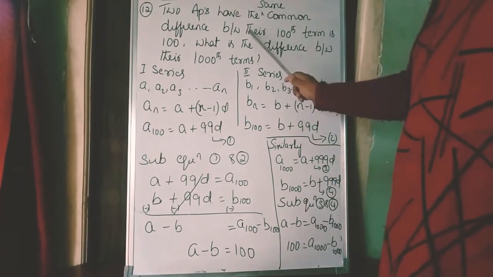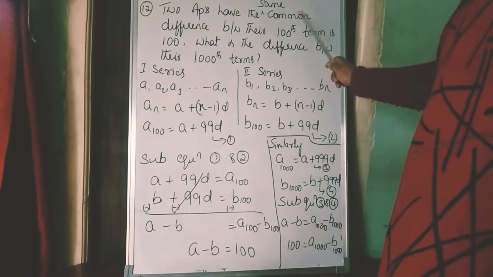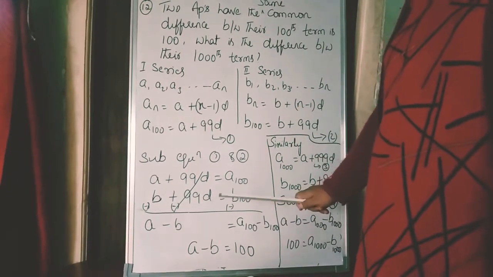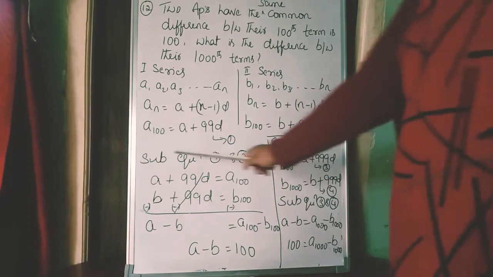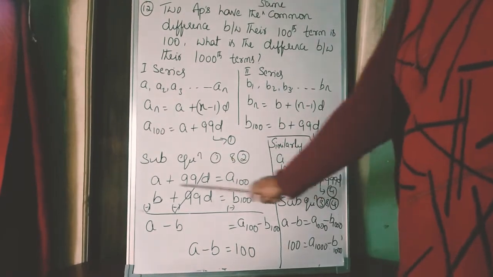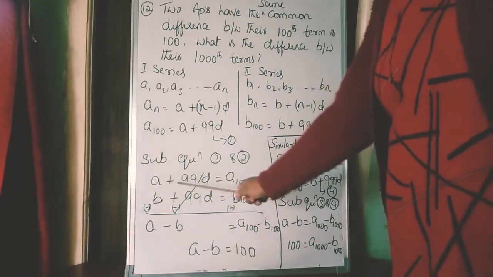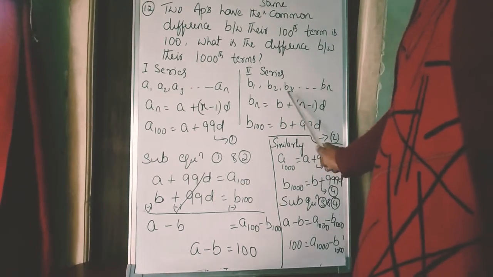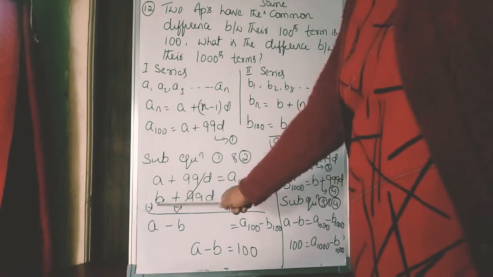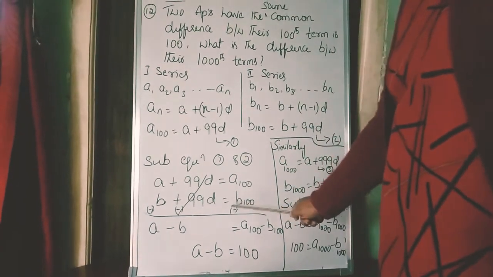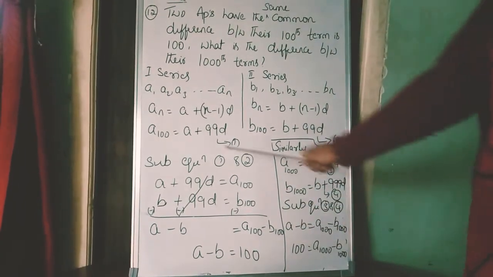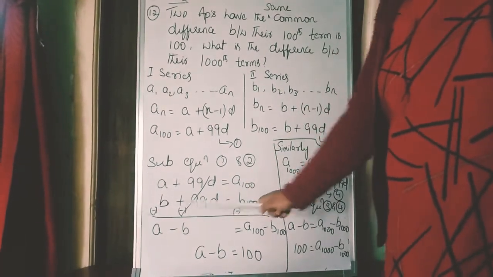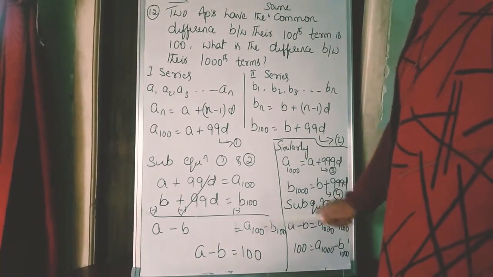We should calculate the difference between the 100th terms, so subtract equation number 1 and 2. Equation 1 is A plus 99D is equal to A100. The second equation is B plus 99D is equal to B100. Subtraction means you should change the sign here: plus becomes minus, and here also plus becomes minus.